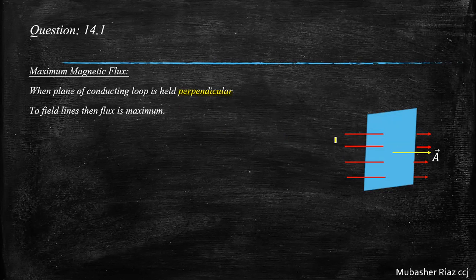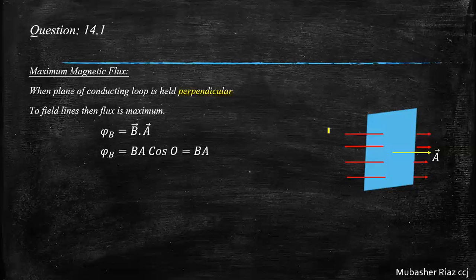Maximum lines can pass through it, so there is maximum flux, which can be proved mathematically. Phi B is equal to B dot A, which is BA cos 0, because field lines and vector area are along the same line, hence the angle between them is 0, so maximum flux is equal to BA.